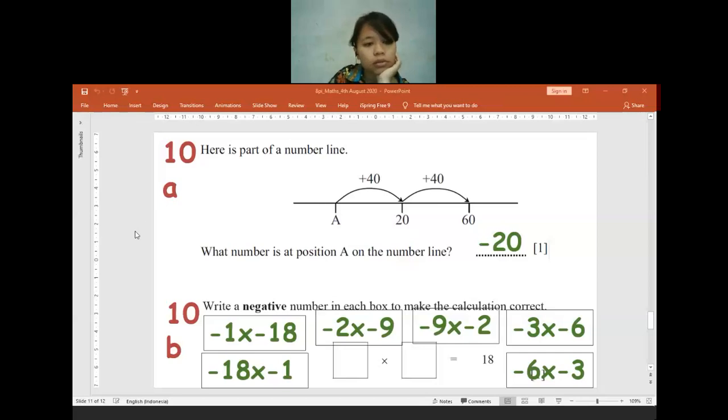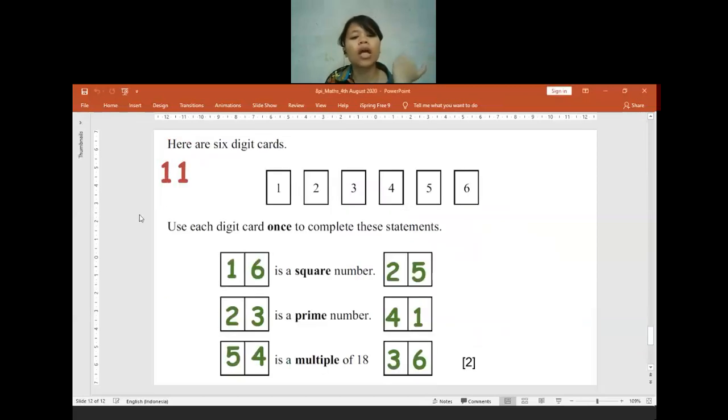Yeah, for question 11, use each digit card once. So it means because it says once, you cannot repeat the card. The card cannot be used twice. It can only be used once. These are two possibilities. You can write the first possibility or the second possibility, or if you have another possibility, maybe you can tell me. Maybe I haven't found it. You can tell me what number is possible to put inside the boxes in here.